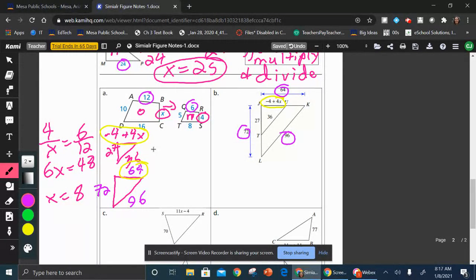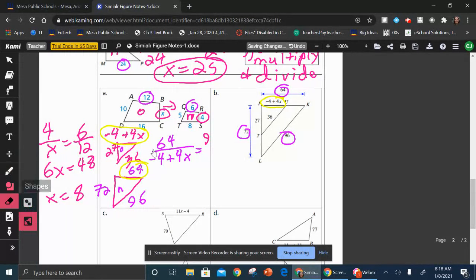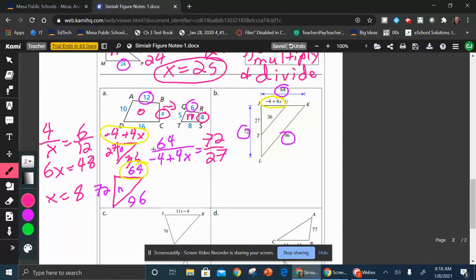We're going to assume that this is the old and this is the new. So we're going to put 64 over -4 plus 4x. And I can pick any other side. I guess we can do the other one. We will do this one. So we're going to do 72 over 27. Okay, we're going to cross multiply.